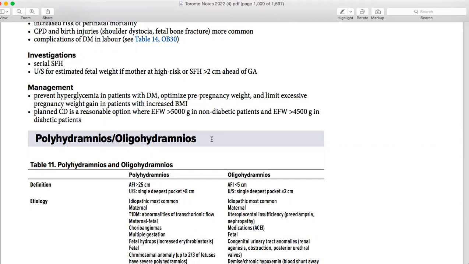A planned cesarean delivery is a reasonable option where the weight is more than 5 kg. But if it's more than 4.5 kg, we can still counsel her, especially if she's diabetic, with 4,500 grams. What we are going to do is offer or counsel about a cesarean delivery. Remember, we are not going to just do a cesarean delivery, we are going to give the option of a cesarean delivery.